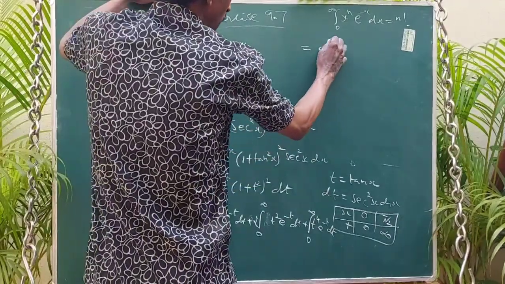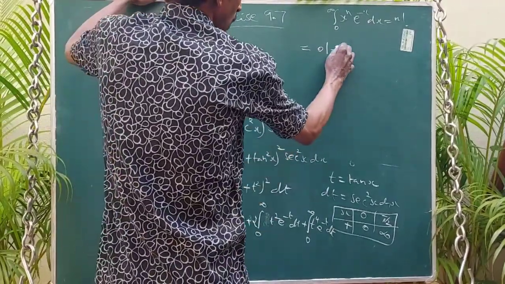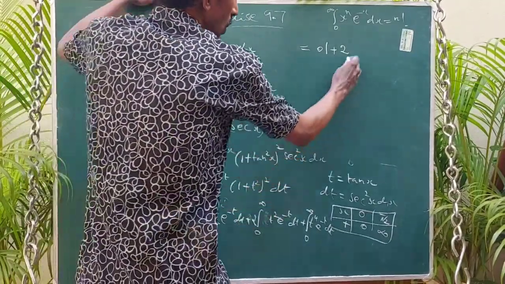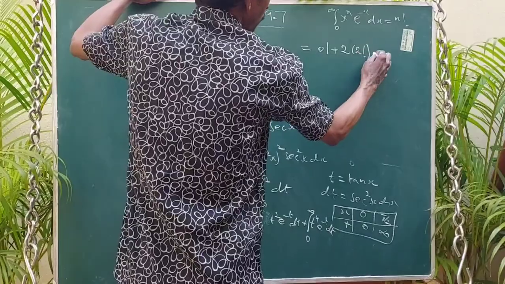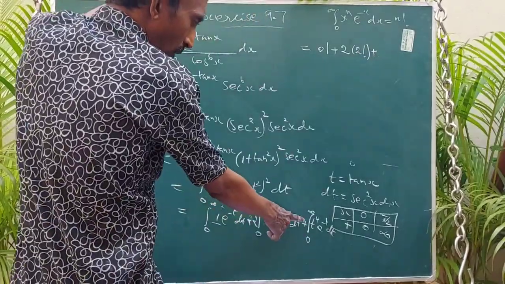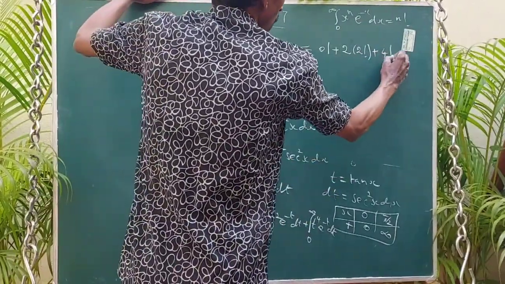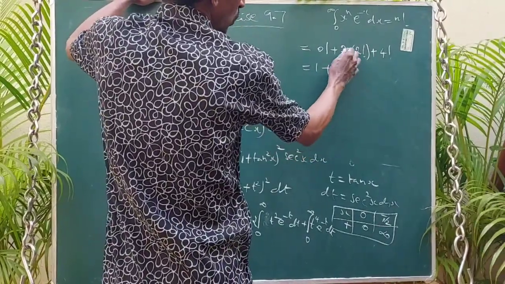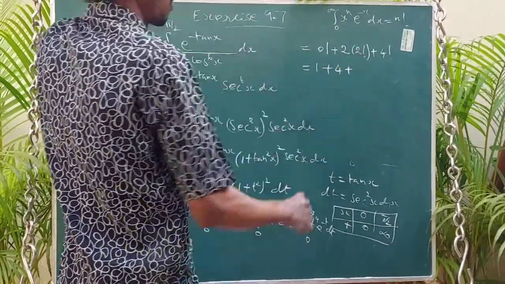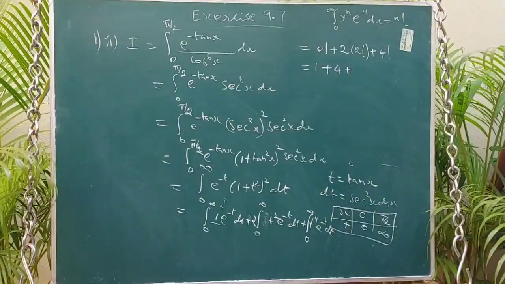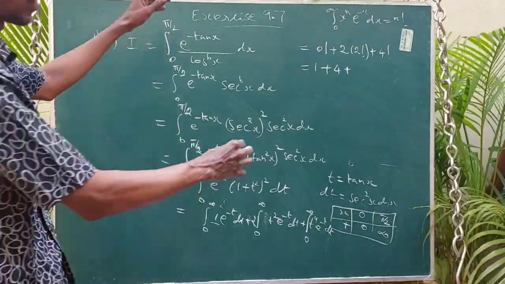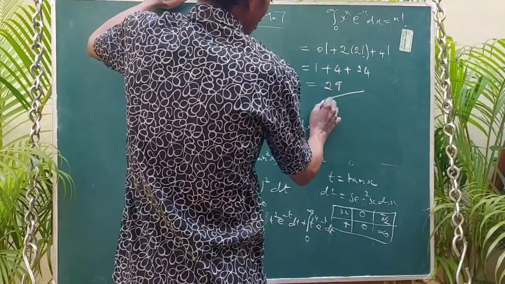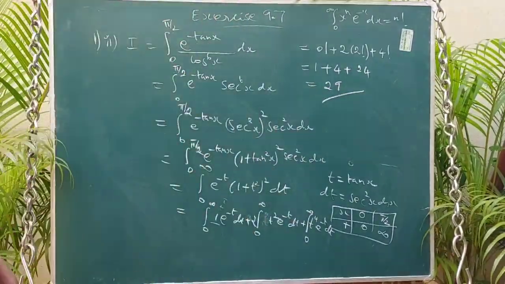So 0 factorial plus 2, a constant, into 2 factorial, since here n equal to 2, plus here n equal to 4, so into 4 factorial. 0 factorial is 1. 2 factorial is 2, 2 into 2 is 4. So 4 factorial means 4 into 3 into 2 into 1, so 24. Okay, so 1 plus 4 plus 24 is 29. This is the answer for subdivision 2.